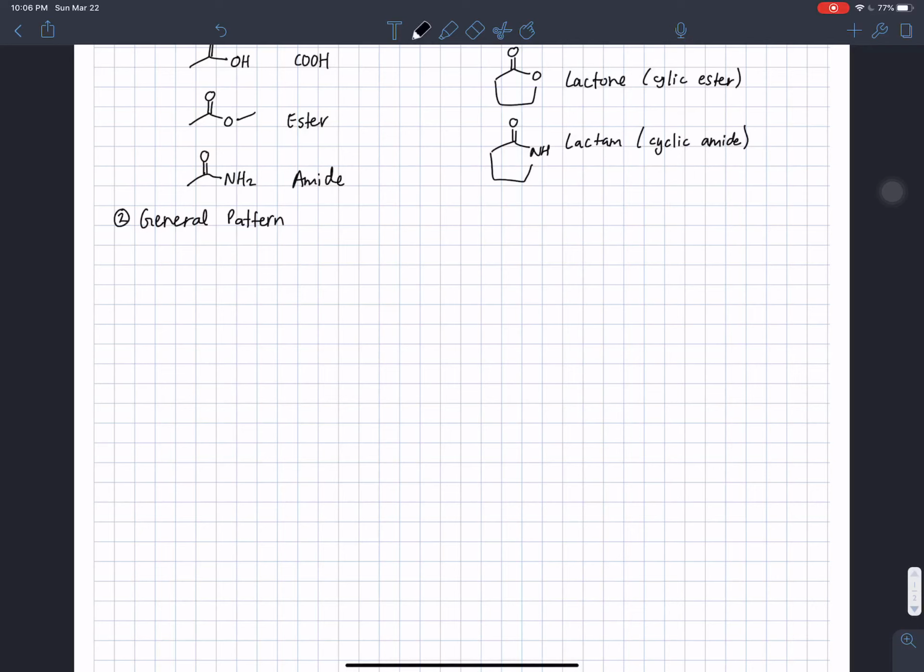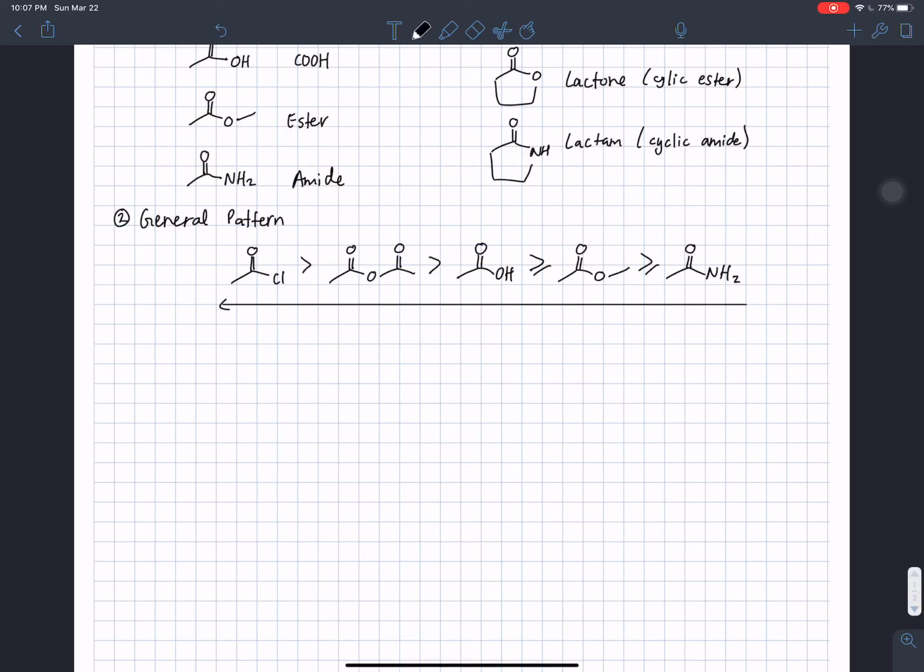If we look at the pattern for which one is the most reactive and which one is the least reactive out of these, well, it turns out that acyl chlorides are the most reactive. Then it's the order I literally wrote them in. It's acyl chlorides, then anhydrides. Then carboxylic acids are kind of equal or maybe a little better than esters. And then the worst or the least reactive are amides. So reactivity is going this way. This is most reactive, and these are least reactive.